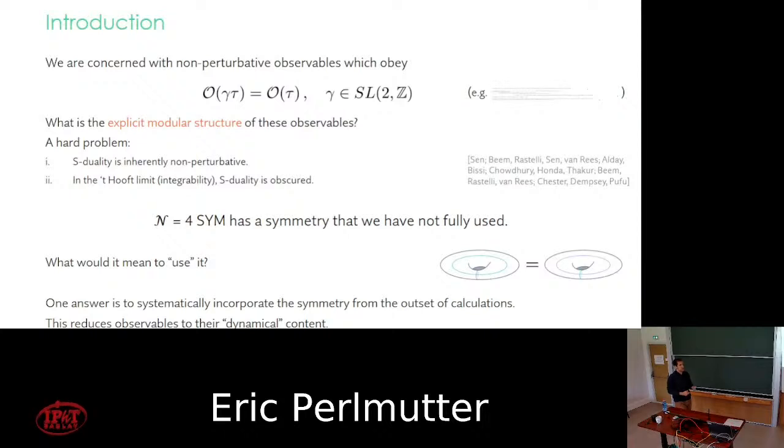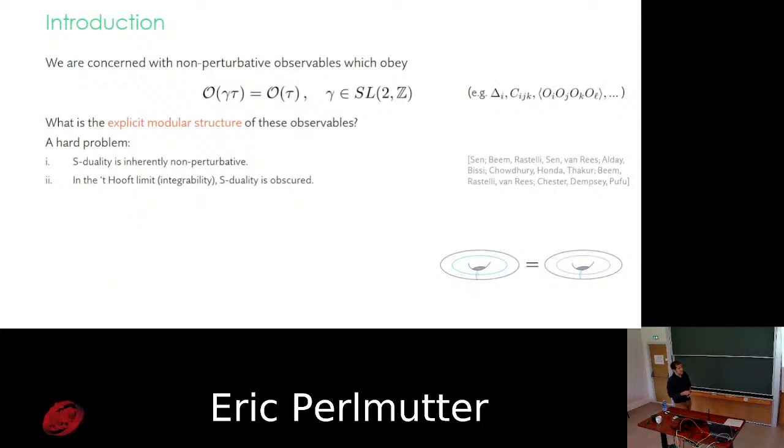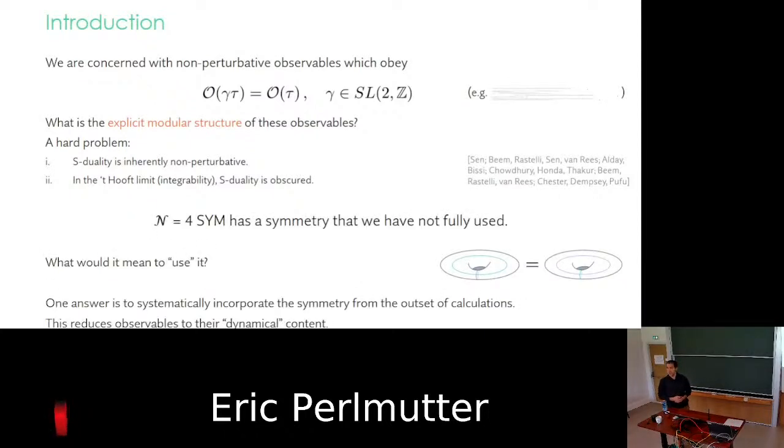So to summarize, N equals 4 super Yang-Mills has a symmetry that we've not fully used. And so the point of view of the talk is to try to use it, and by that I mean to incorporate it from the outset of calculations by finding a kind of basis for observables which is automatically invariant under the symmetry, which reduces them to their central dynamical content.